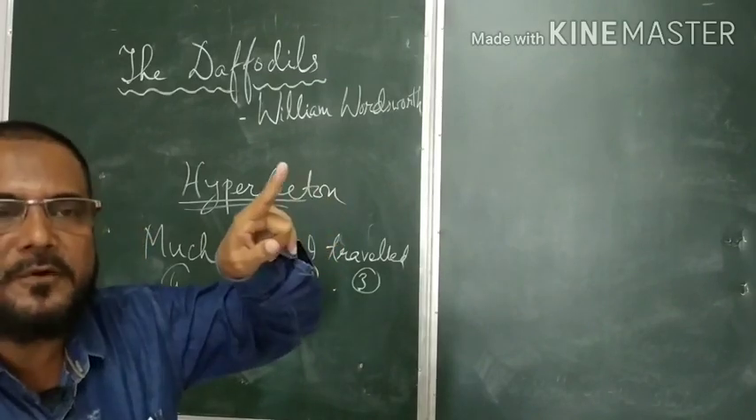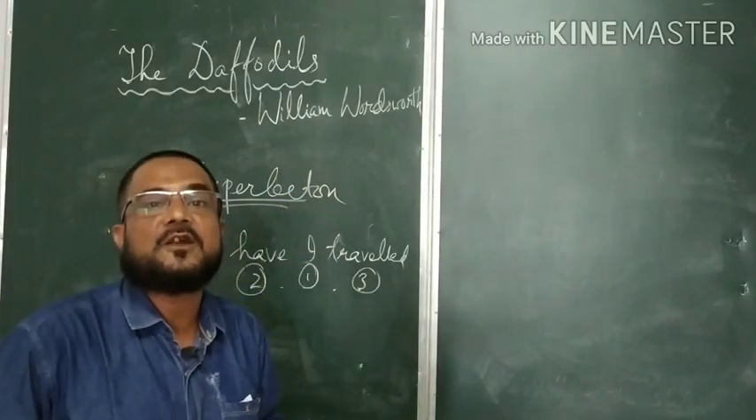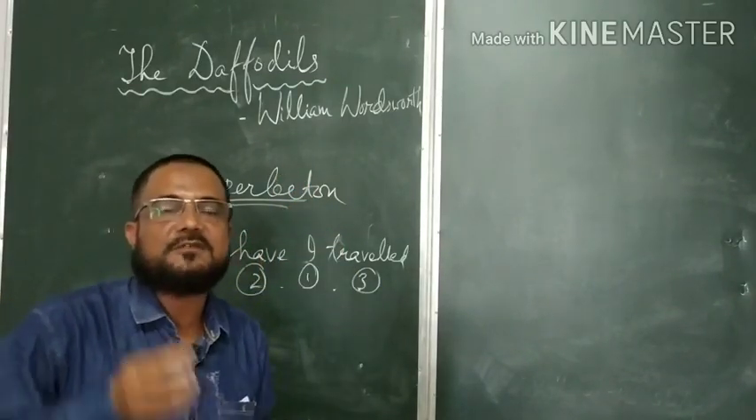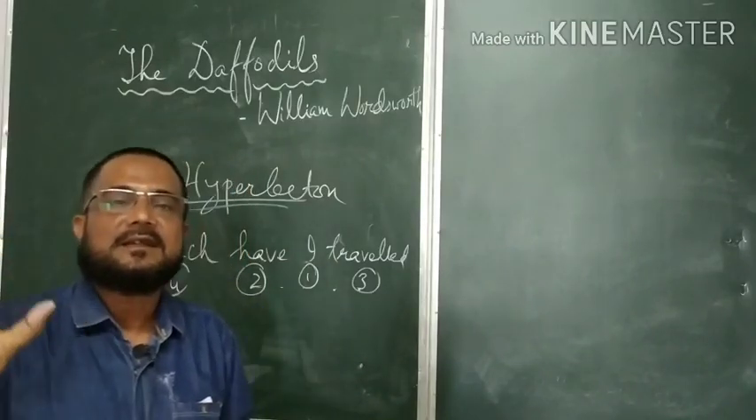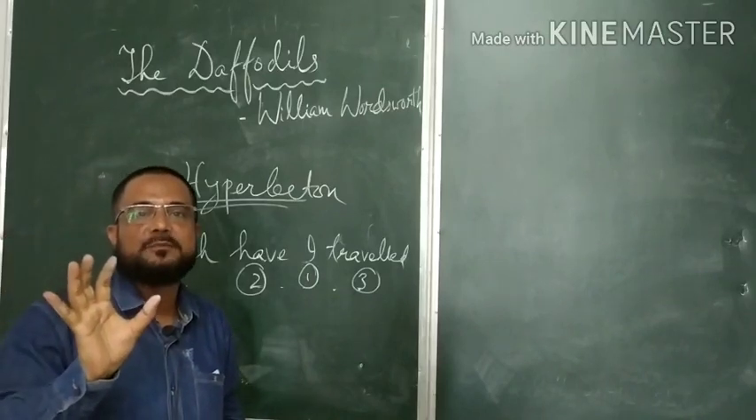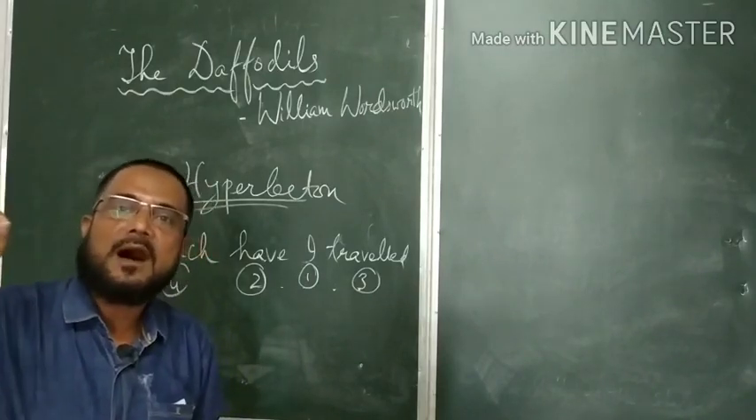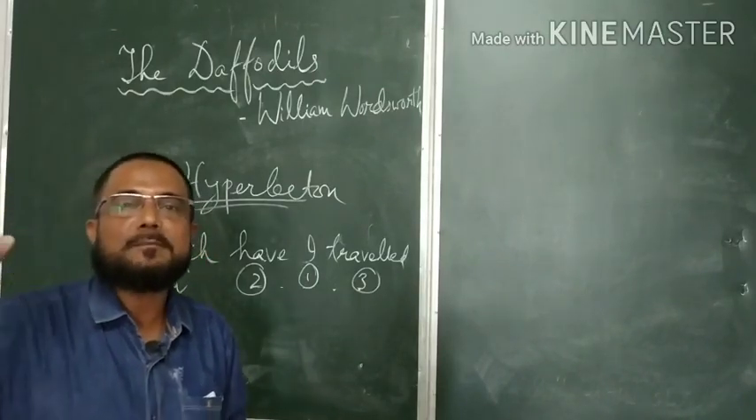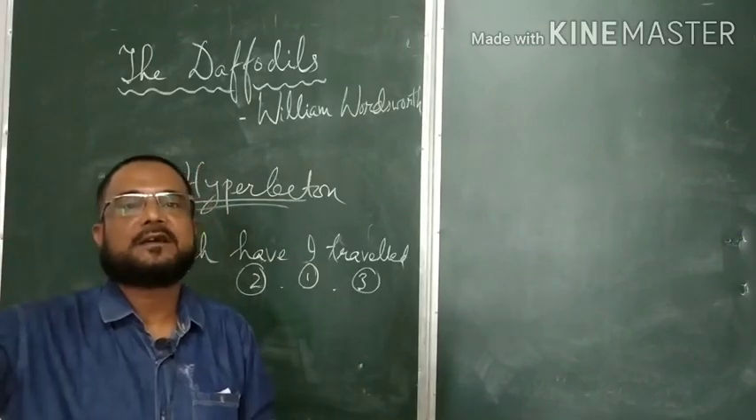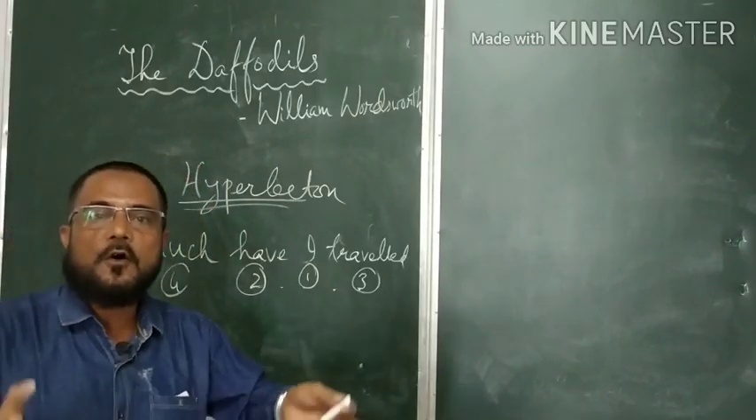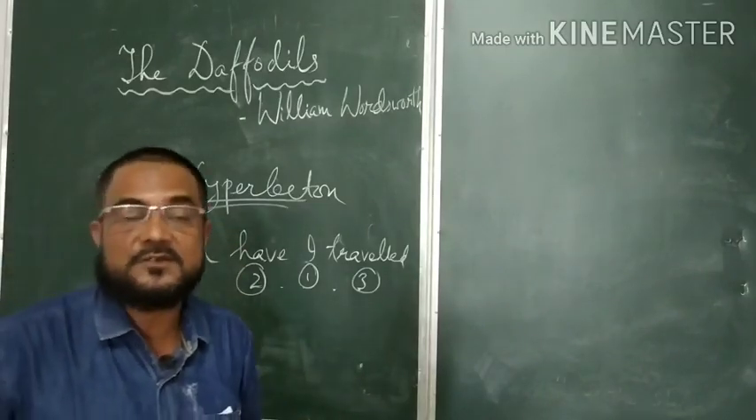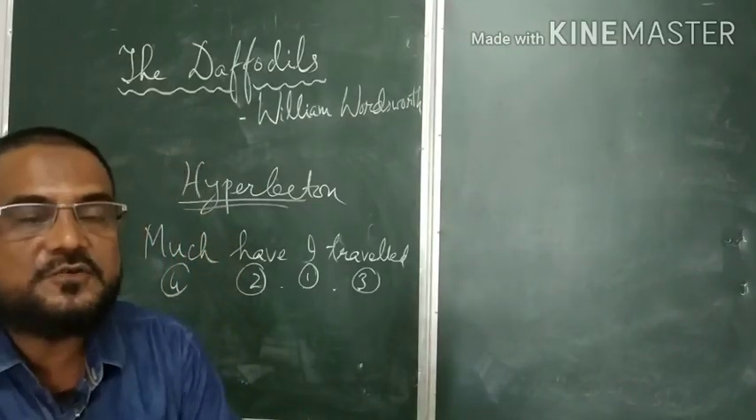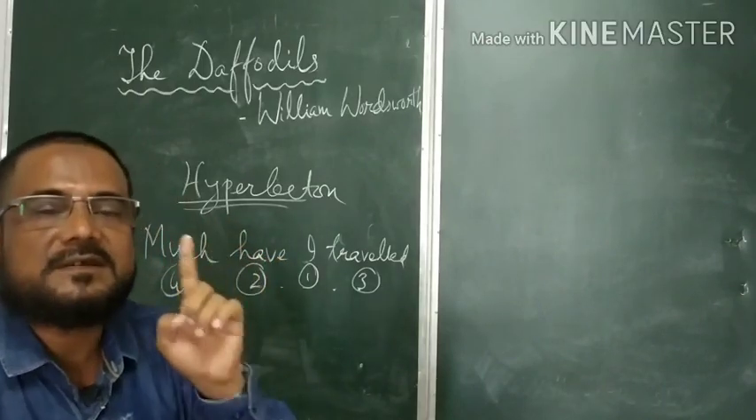Another example is a poem by Alfred Lord Tennyson. That poem also, the first line is, "Home they brought her warrior dead." The usual order of words should be, they brought home her dead warrior. Instead of this, the poet said, "Home they brought her warrior dead." And see, in our poem, in the Daffodils, what has Wordsworth done? He has used this hyperbaton 3 times.